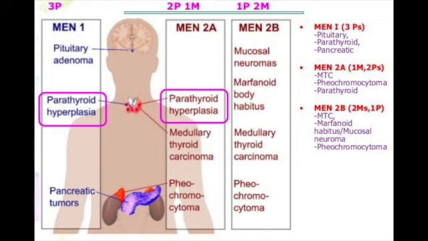MEN2, multiple endocrine neoplasia 2. This is a rare inherited disorder of 1 or more overactive endocrine glands due to the RET proto-oncogene. MEN2A, which is 90%, encompasses medullary thyroid carcinoma, pheochromocytoma, and hyperparathyroidism. MEN2B, which is only 5%, is again medullary thyroid carcinoma and pheochromocytoma, but not hyperparathyroidism. Instead, it's neuromas or Marfanoid syndrome. And then you have familial MTC, which is medullary thyroid carcinoma. So MEN2B, again: medullary thyroid carcinoma, pheochromocytoma, neuromas, and Marfanoid habitus.